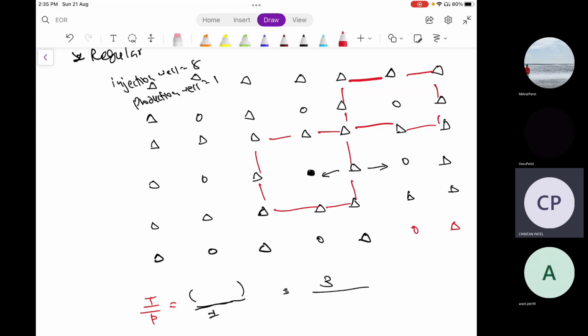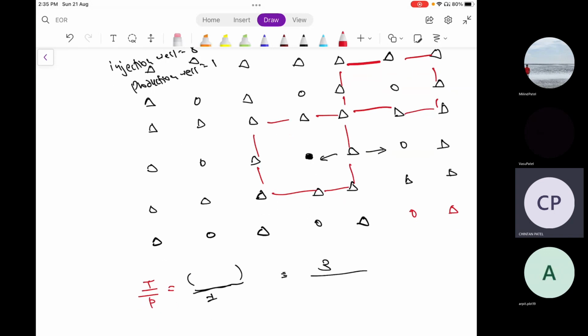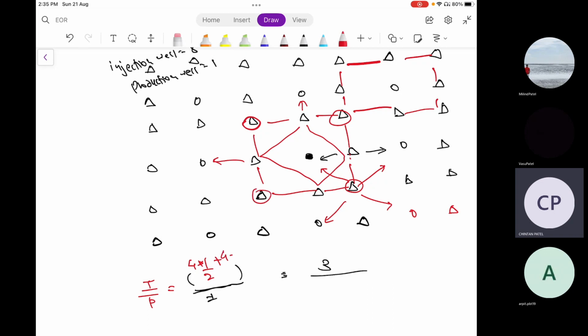Okay, so here is a little bit complicated calculation. Consider the inner four wells like this pattern. They are going to give to only two wells. So four are going to split between two, plus these four are going to split between three. This is going to give to this as well as this. So four. Okay, one, two, 3 and 4. These 4 are going to split between 4. Okay, so this is the calculation and you will get the answer 3. So here the ratio is 3.